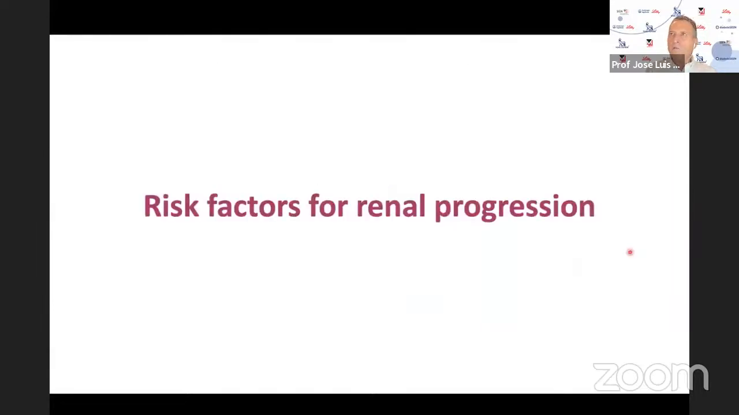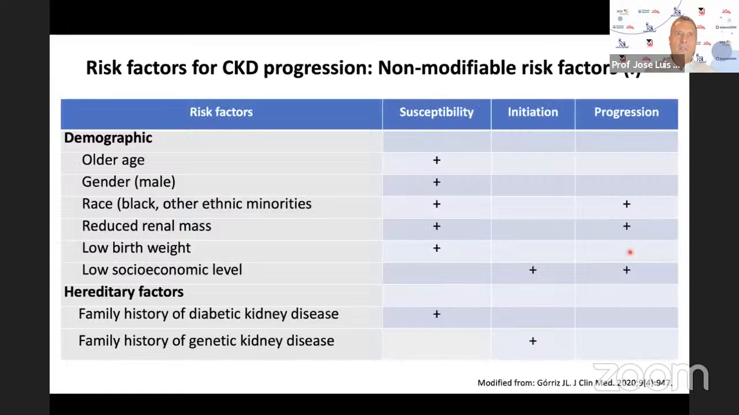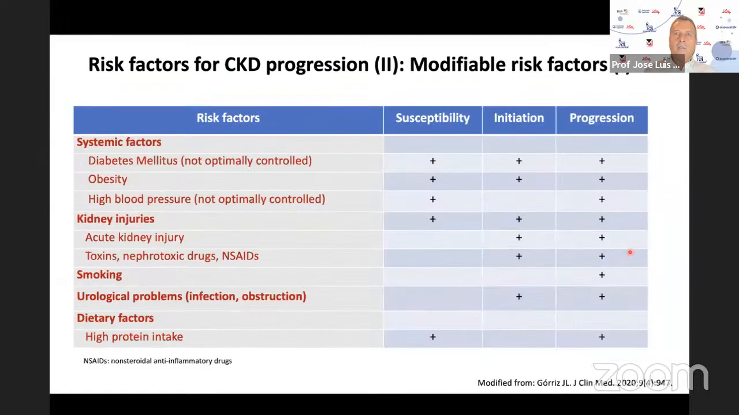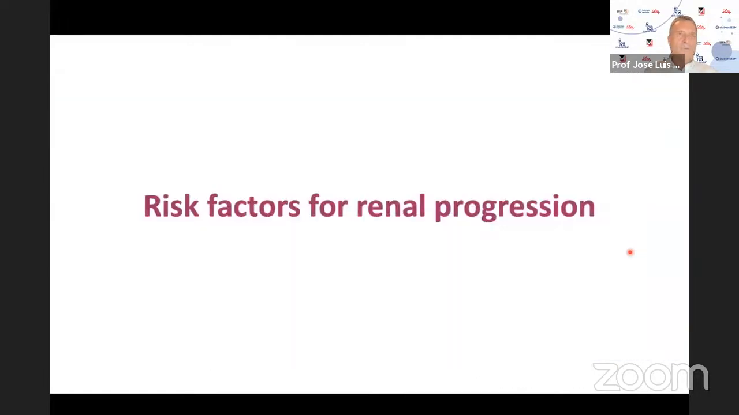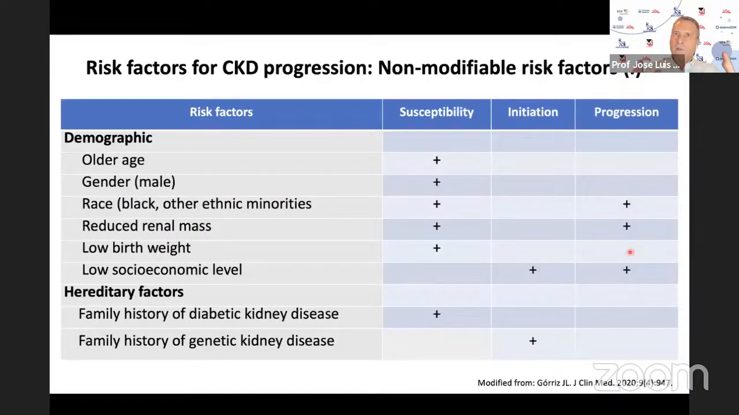And what are the risk factors for renal progression? These are the non-modifiable factors. We can't do much about these factors, but we should at least take them into account, because some of them are factors for susceptibility, initiation, or progression. So we have to consider when we have a black patient, a patient with reduced renal mass, low birth weight, and even low socioeconomic levels.